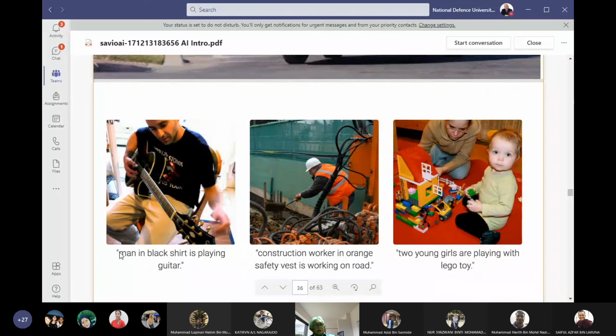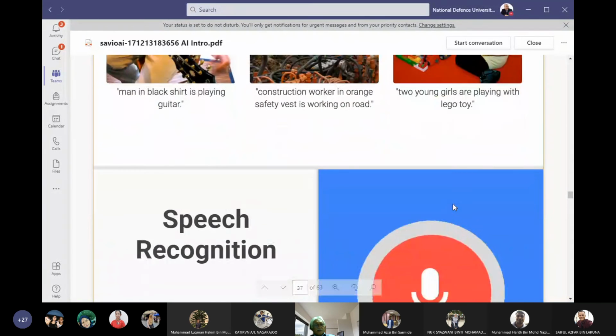So the computer says, man in black shirt is playing guitar. Okay, how clever the computer is, able to recognize that. This construction worker in orange safety vest is working on road. Yeah, and these two young girls, not boys, but two young girls are playing with a Lego tower. So let me just demonstrate how AI is really becoming cleverer and cleverer.